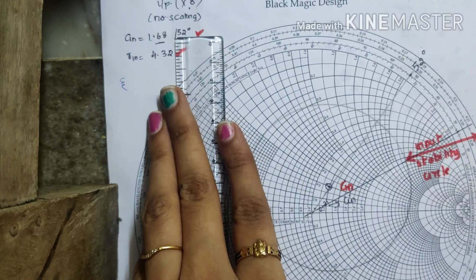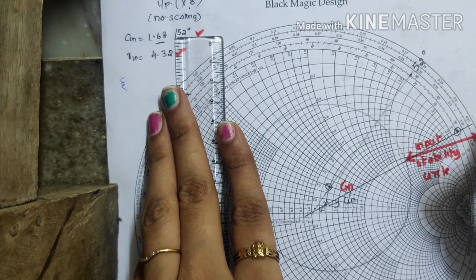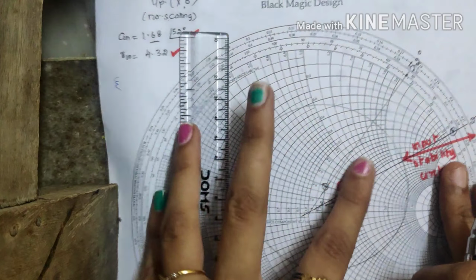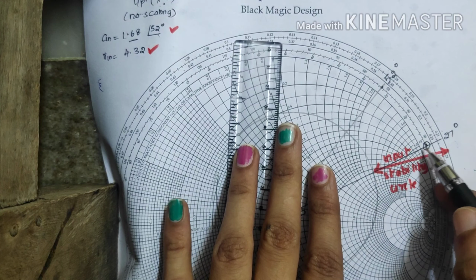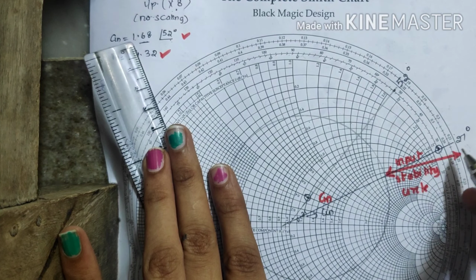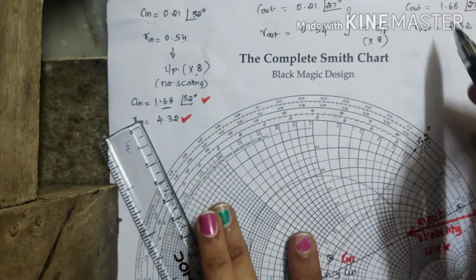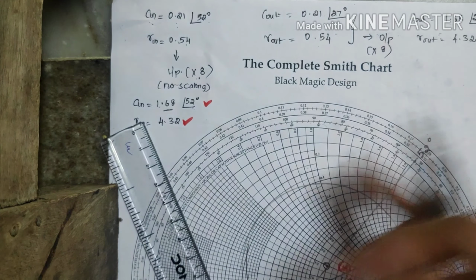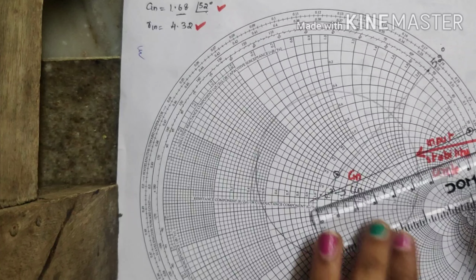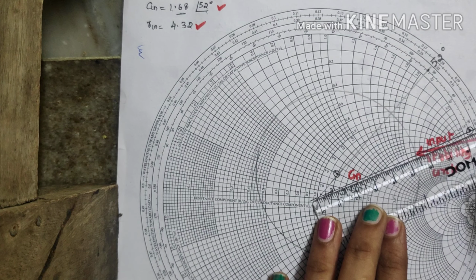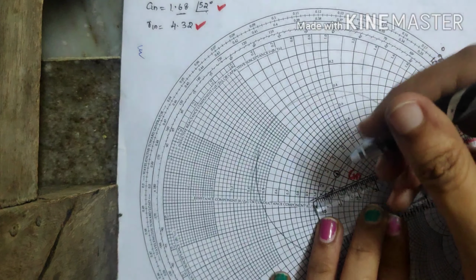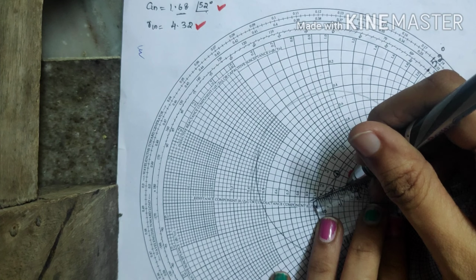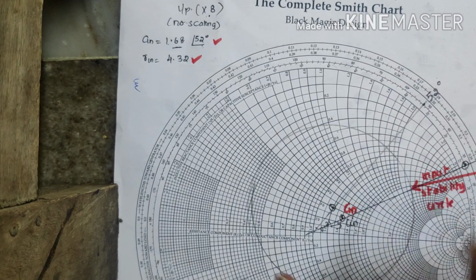Right? So this point is 27 degrees. From the 27 degree point, I've connected it to the center. Now again measure C out. C out is 1.68. So using a scale, in this line measure where is 1.68. So this is your C out.